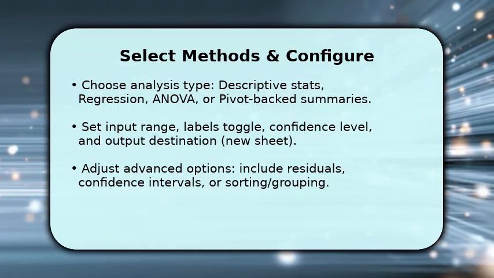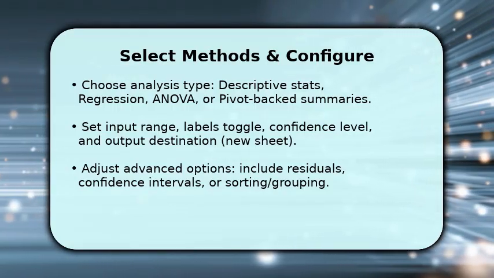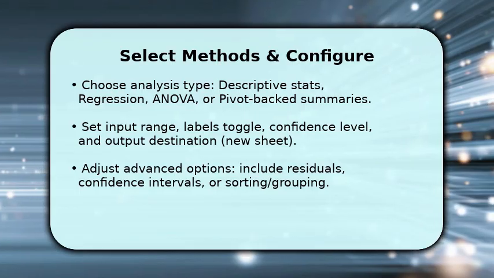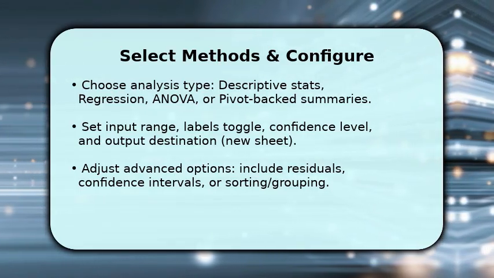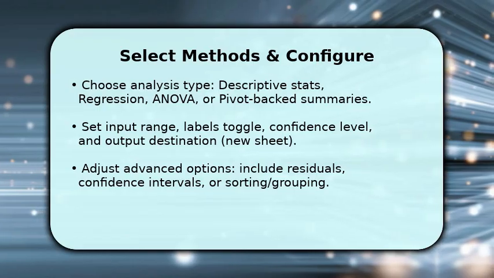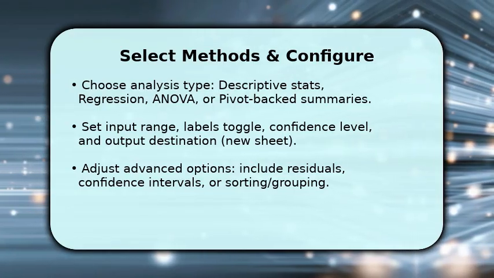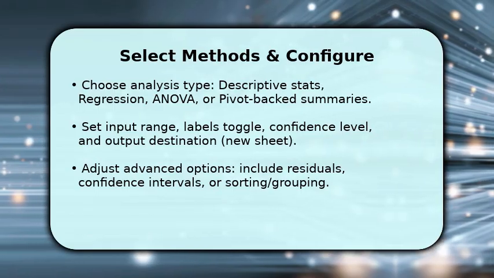Next, you pick the specific analysis that matches your question: descriptive stats to summarize, regression to model relationships, or pivot-based summaries for categories. Once selected, specify the input range and indicate whether the first row has labels. This aligns results to your headers.